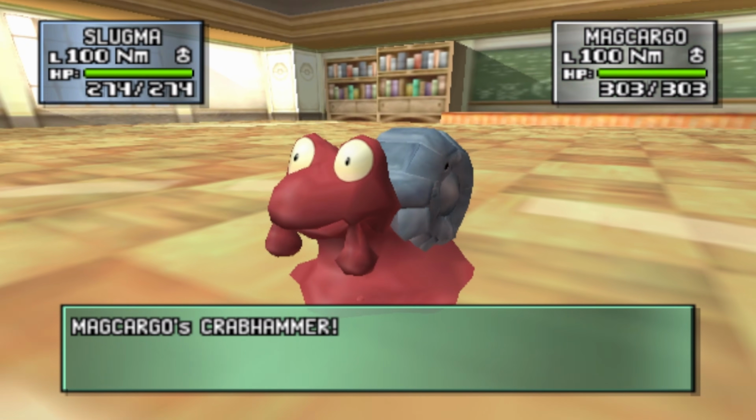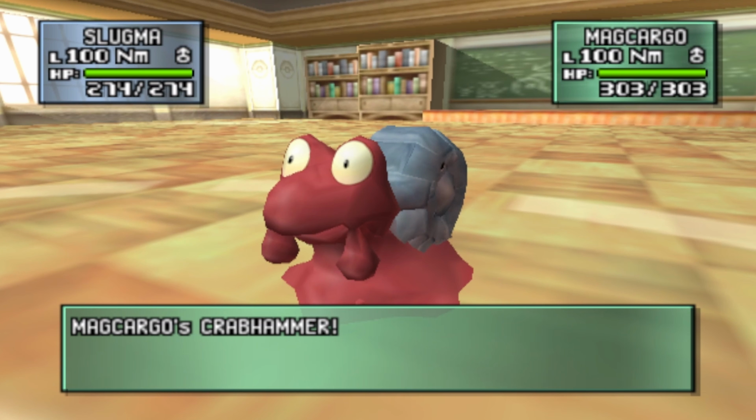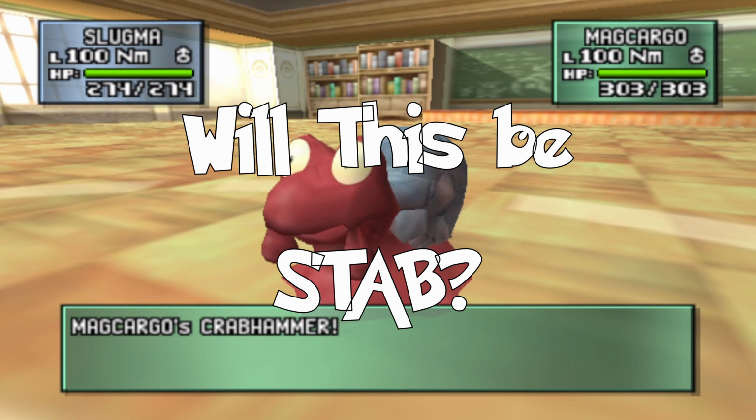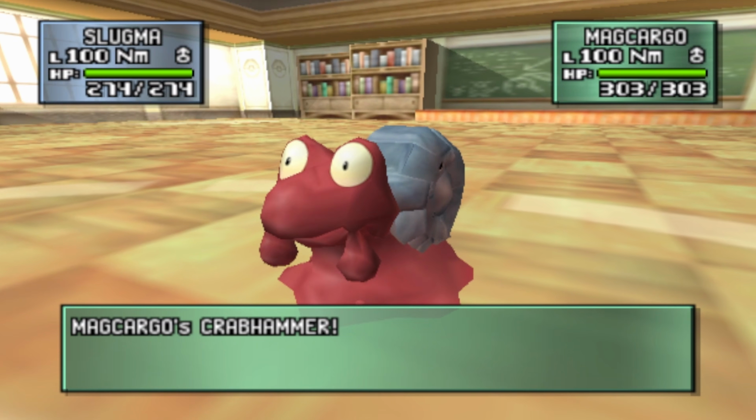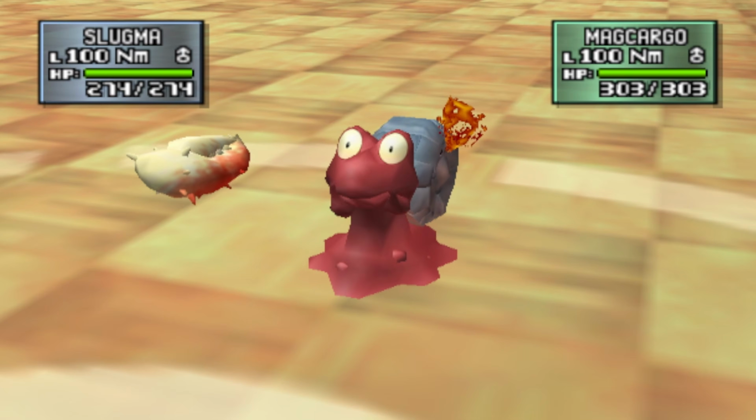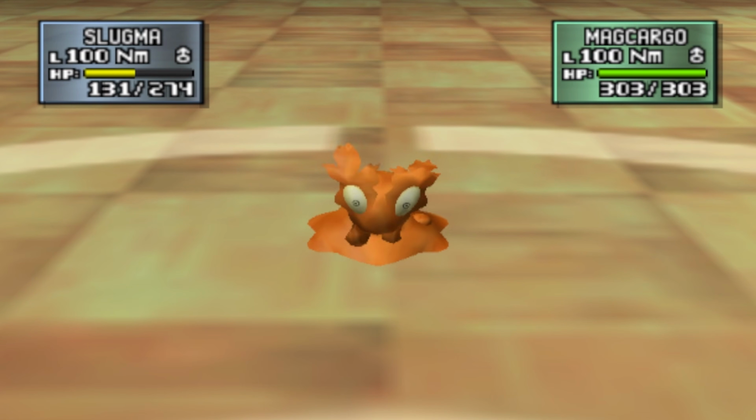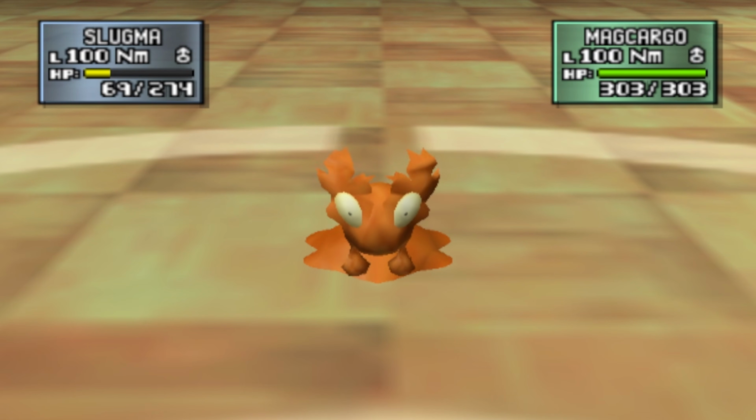Scenario. Mudkip somehow learned the move Crabhammer and is about to use it on his son. Will this be STAB? If you said no, but it is a little fucked up, you are correct, because Mudkip and Crabhammer do not share any typings.